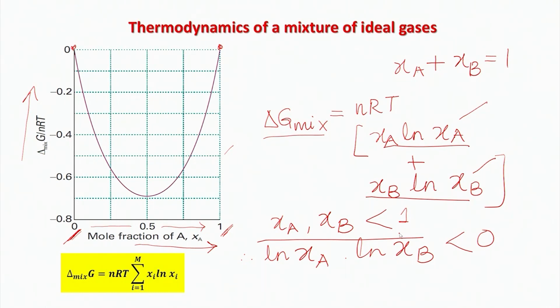So obviously now you do expect that there will be a negative value of delta G mixing irrespective of which composition of the mixture I am at, provided Xa and Xb, none of them is equal to 0.